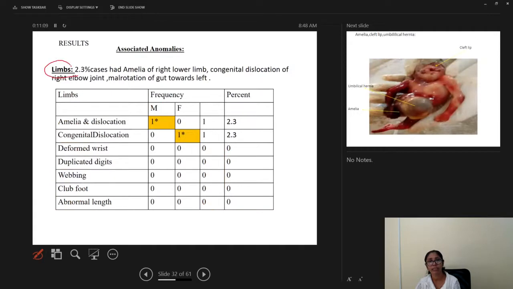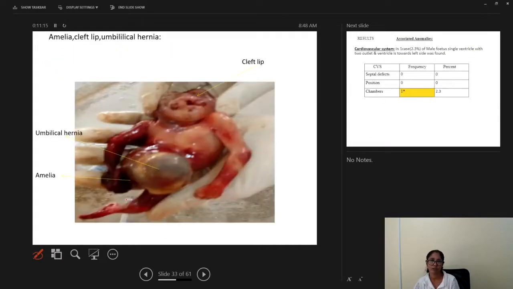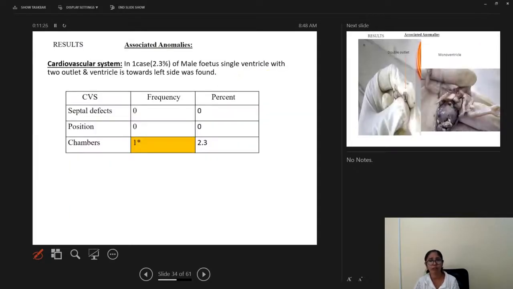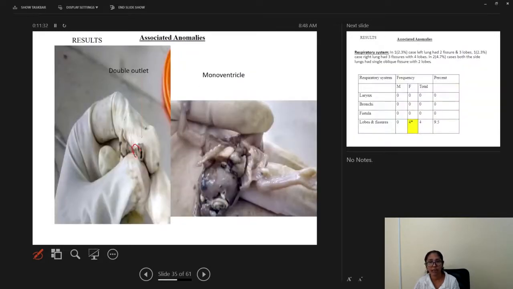The next is about the limb. Amelia and dislocation in one, and congenital dislocation in one more fetus. If you see here, there was an umbilical hernia, there was amelia, absence of the limb, and also a cleft lip was seen. And there was one case where we found a cardiovascular disorder, that is, a double outlet was seen, as well as only a single ventricle.